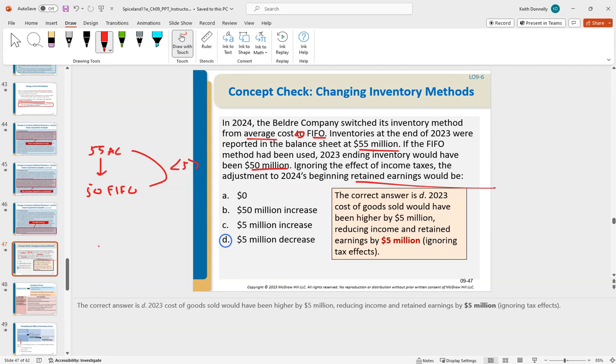So in this case, we'll do the flip of the journal entry we saw before. Here, we're going to debit retained earnings by 5, credit inventory by 5. So the answer there will be retained earnings would have a $5 million decrease, the debit.